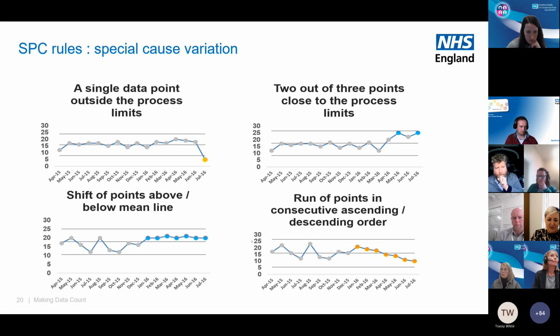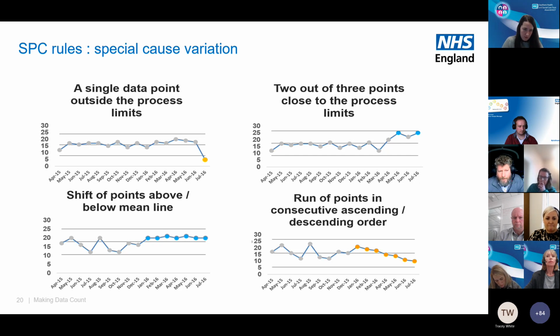Oh, it's moving on without me clicking. Excuse me. So a single point outside the process limits. And if we think back to this idea of 99+% of our data points, there is a less than 1% chance it will be outside the lines. Therefore, it's likely to be statistically significant.